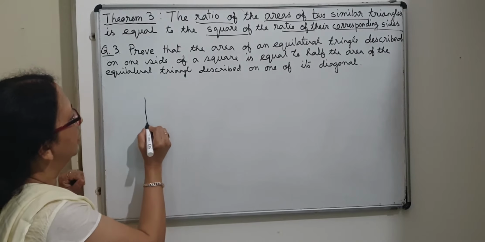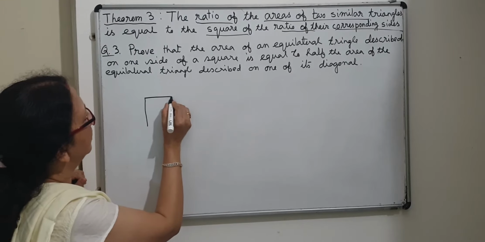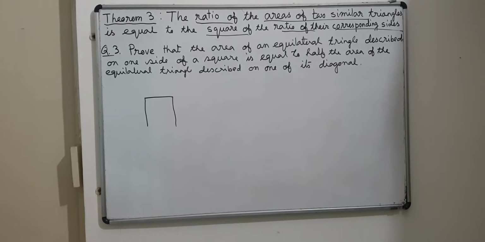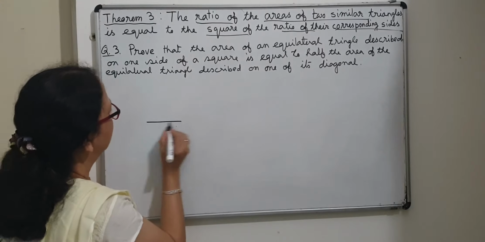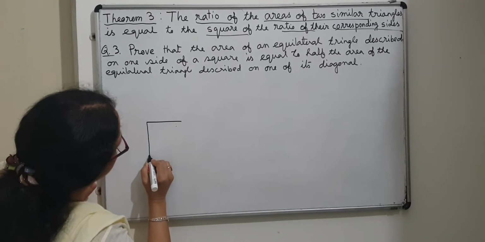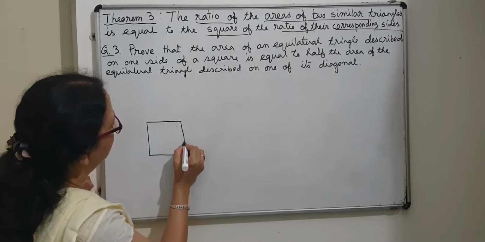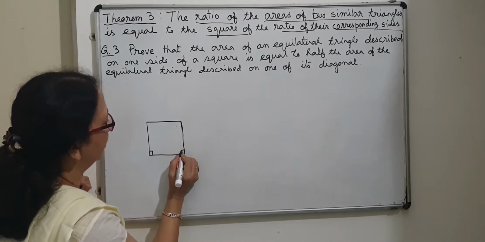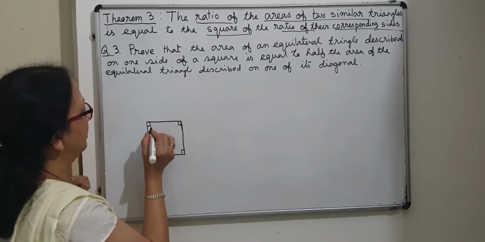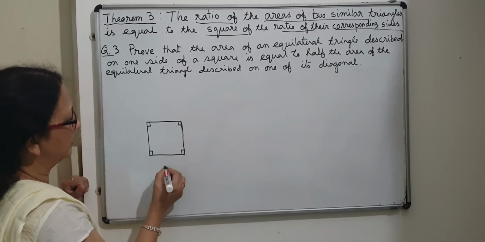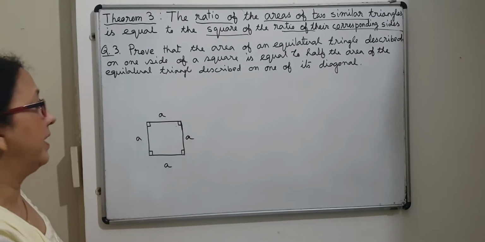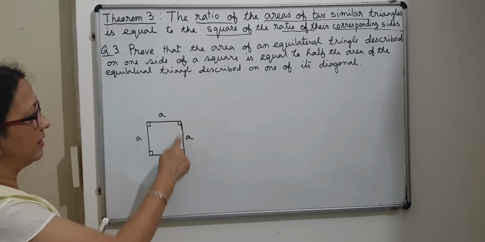Okay, this is the square. Let me draw properly. Okay, let me draw here. Square means all the sides are equal and all are 90 degrees. Okay, and say each side is equal to a unit. So this is a square with all sides equal to a unit and all angles 90 degrees.